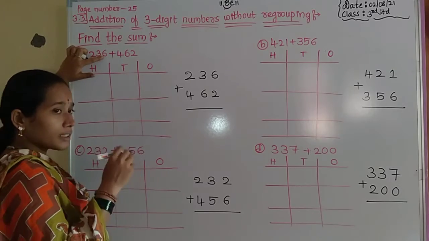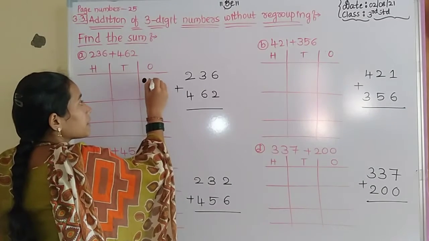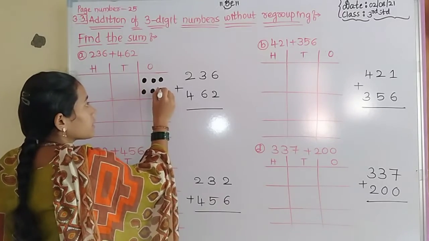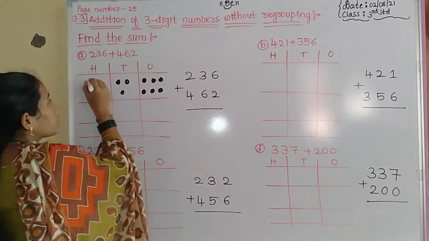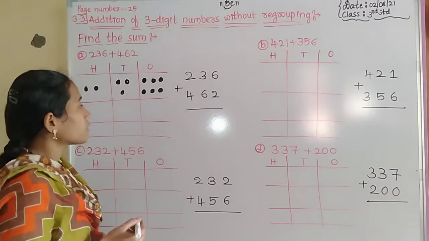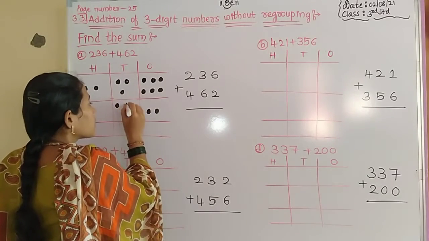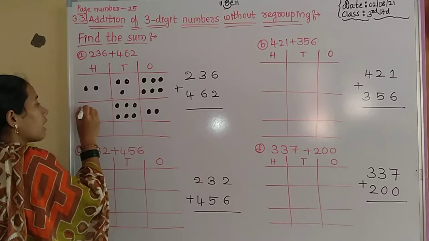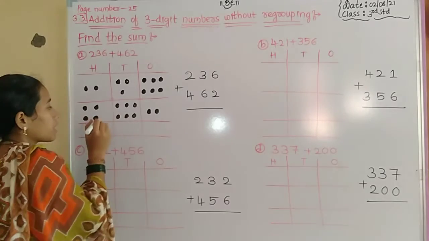In 236, 6 is in the ones placement, so we represent that number with dots: 1, 2, 3, 4, 5, 6. And 3 is in the tens: 1, 2, 3. 2 is in the hundreds placement. This is the first addend. Now the second addend, 462. 2 is in the ones placement, 6 is in the tens placement, and 4 is in the hundreds placement. This is the representation of the positions of the given addends.